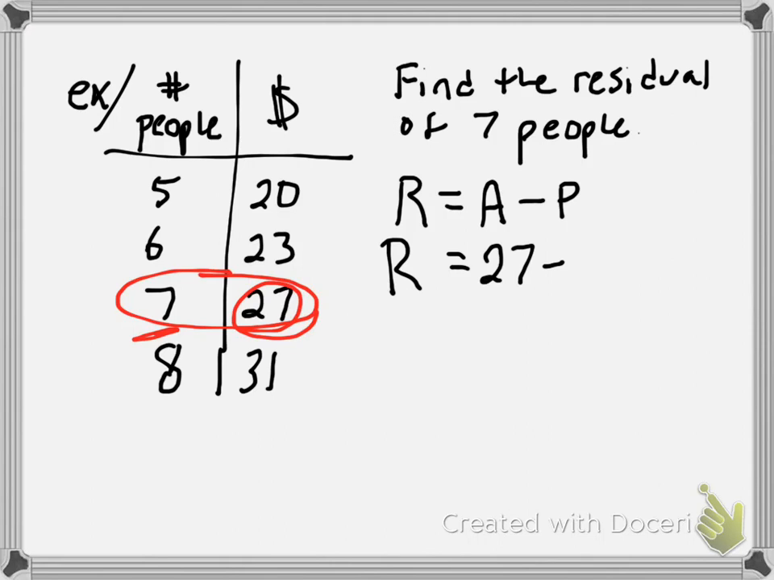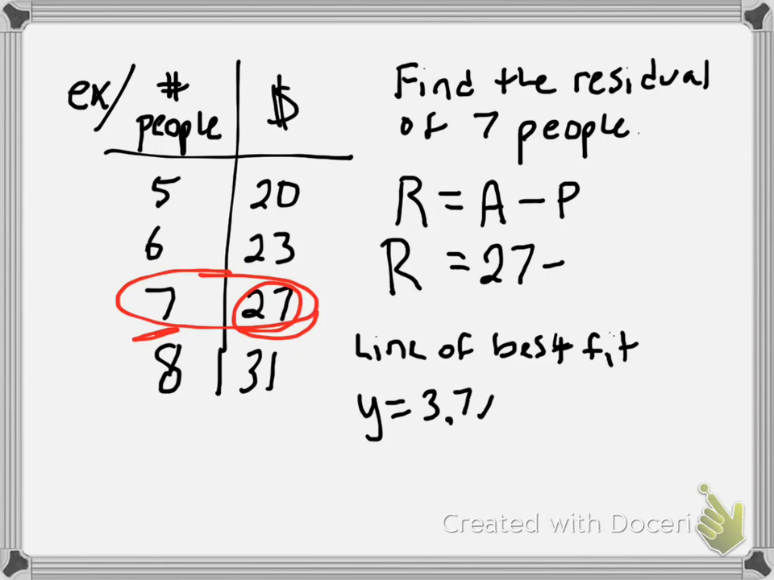You hit enter, so you see your function. I get an a value of 3.7 and a b value of 1.2. So my line of best fit in this case would be y equals 3.7x, and I have a b value of 1.2.